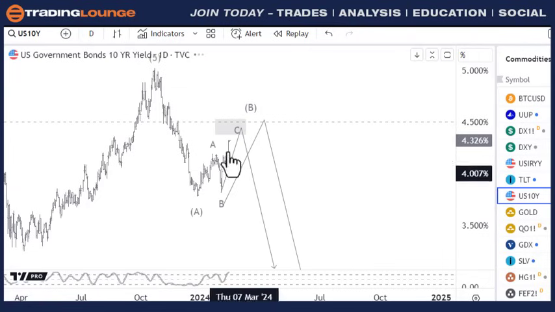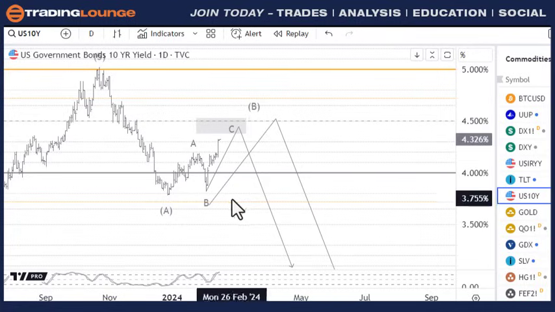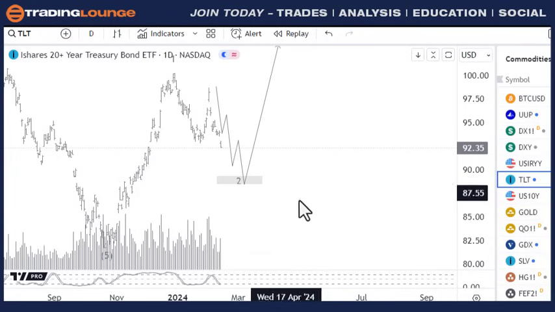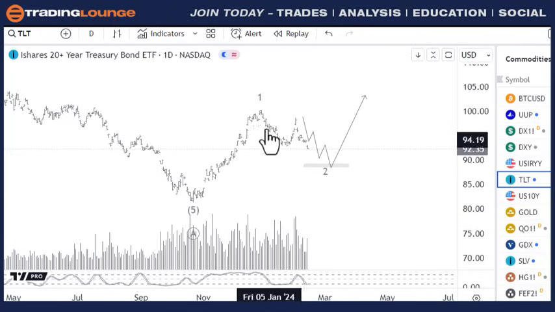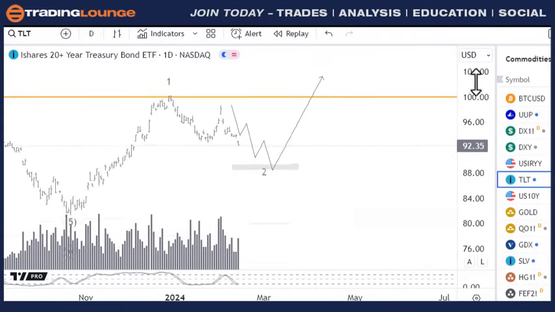We'll see these yields go up, the yields here push up higher. While these are pushing up, we're going to see that the TLTs push down here. So these are the bonds here. So an A and a B and a C wave coming down here. This is pretty easy to track at this point.